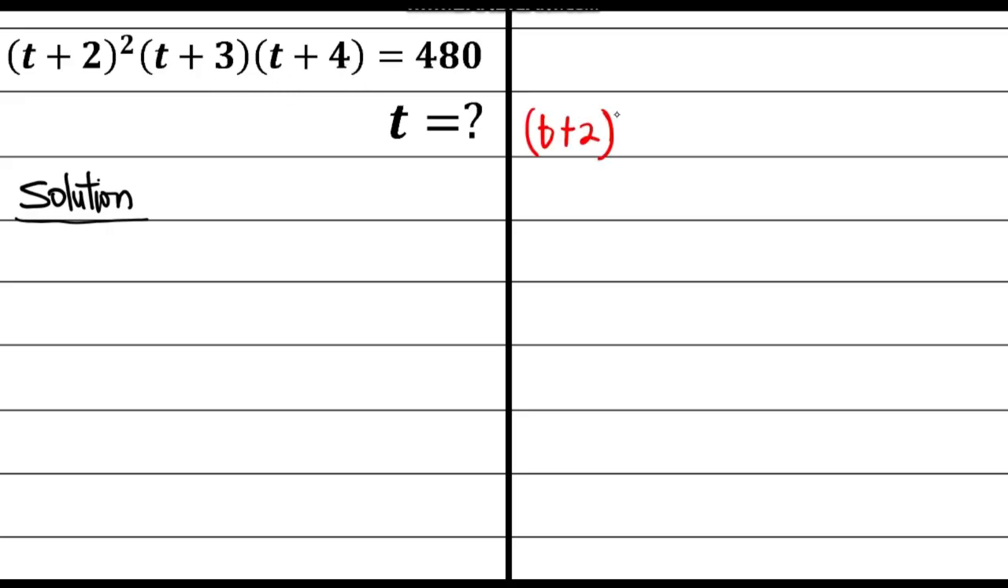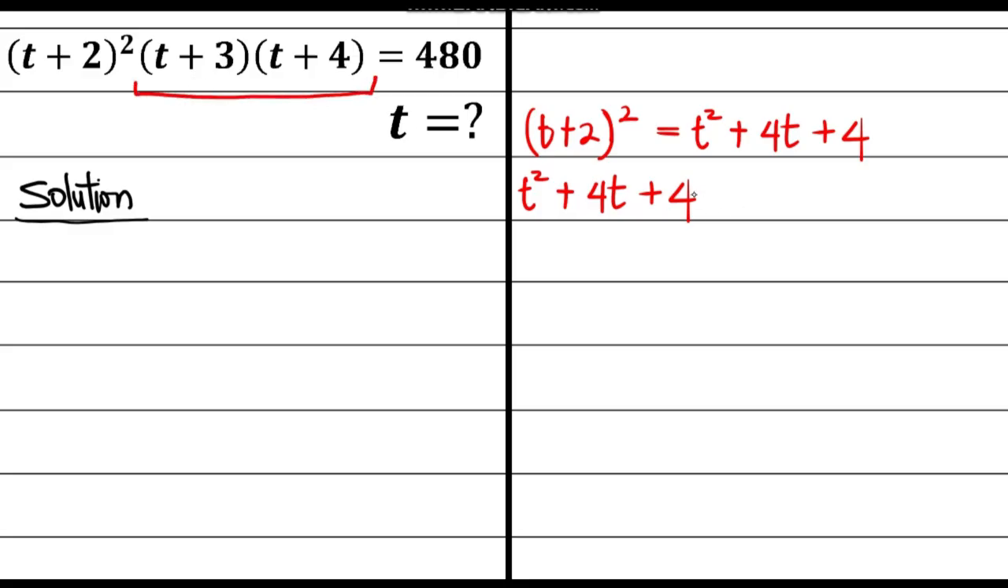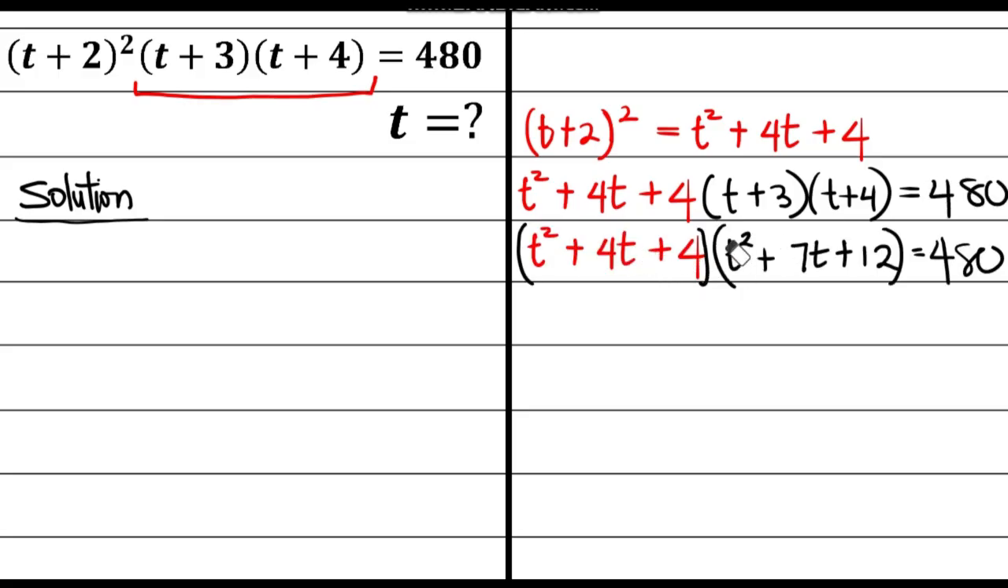(t + 2) squared is going to be t squared + 4t + 4, then bringing this part to its side, all this into (t + 3) then (t + 4), all equal to 480. To choose to multiply this all out like this is going to consume a lot of your time, because (t + 3) and (t + 4) is just the same thing as t squared + 7t + 12. Exactly, that's what I'm saying. Multiplying this out, then at the end of the day equate it to 480.